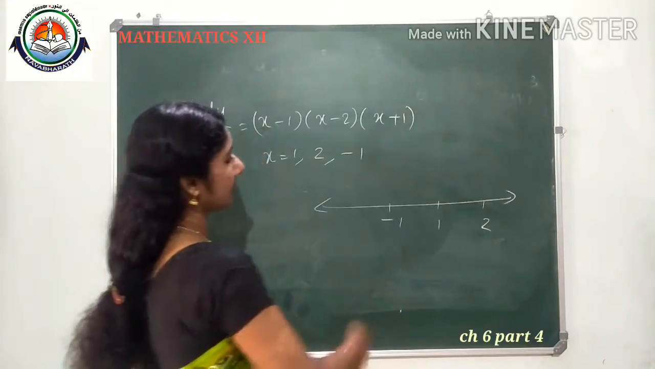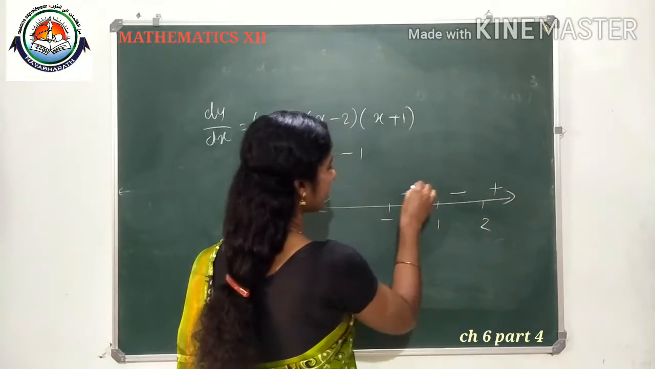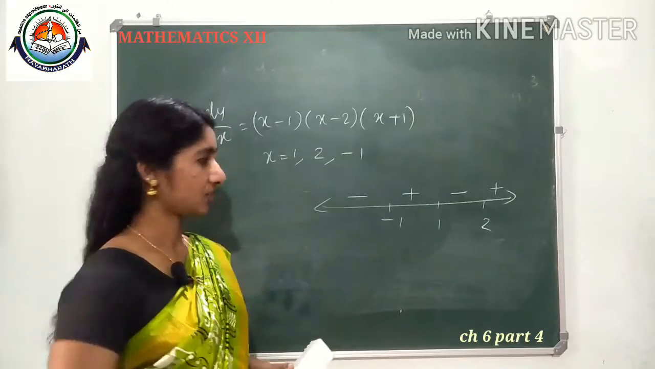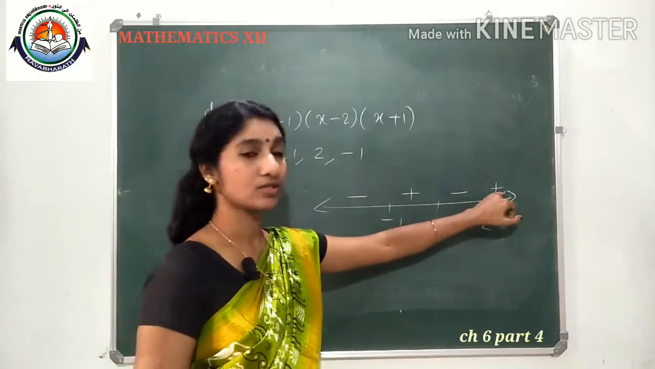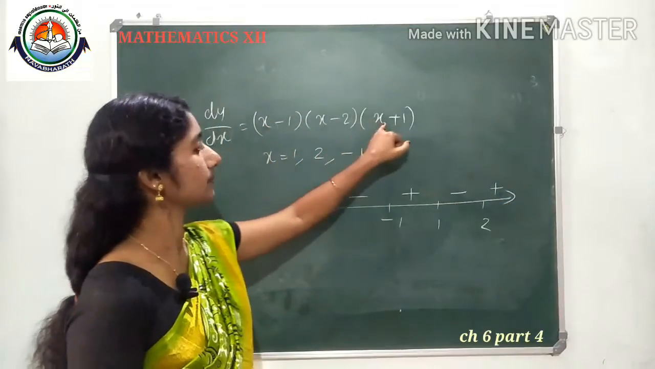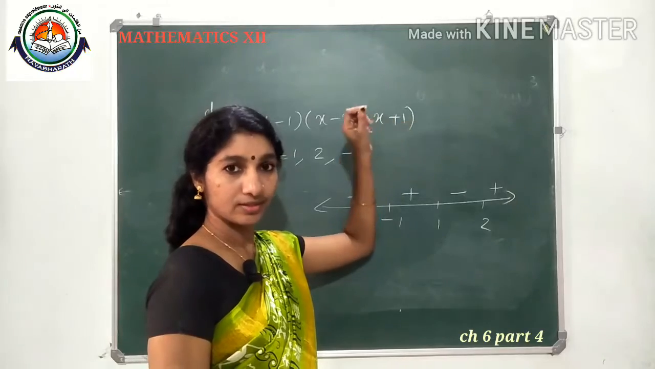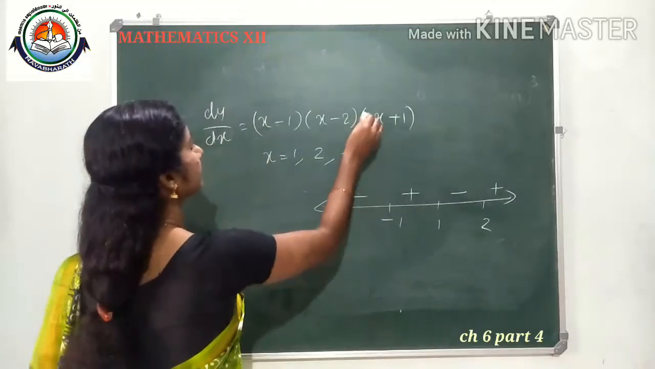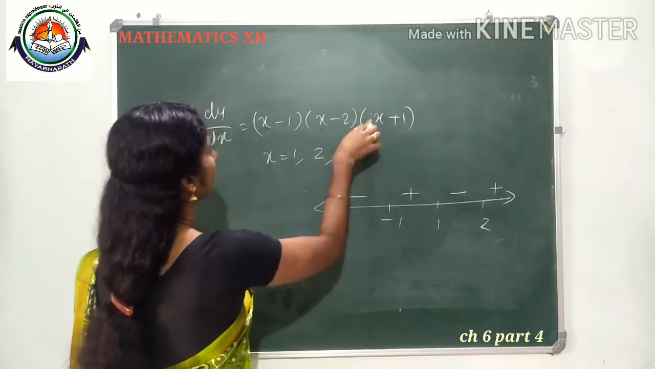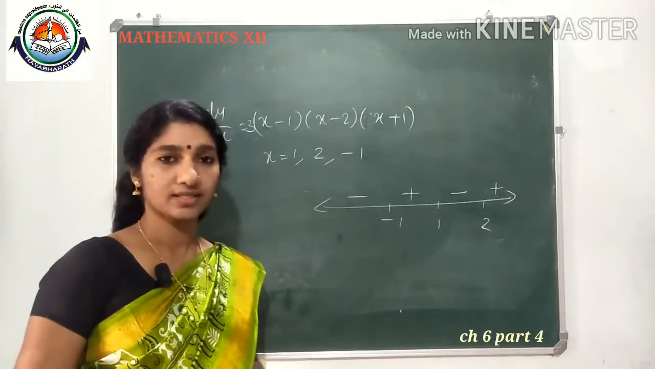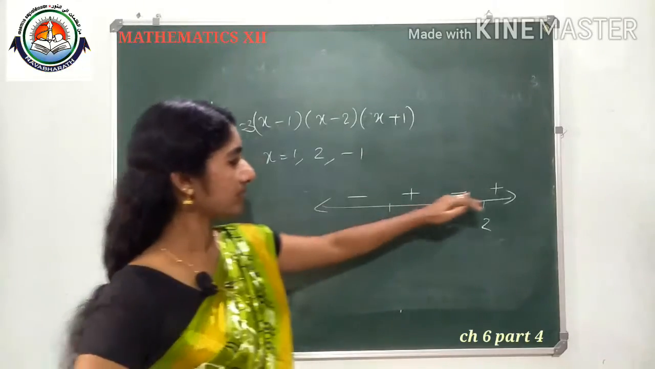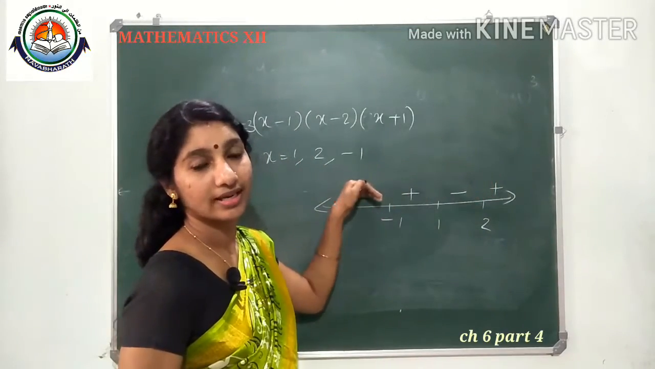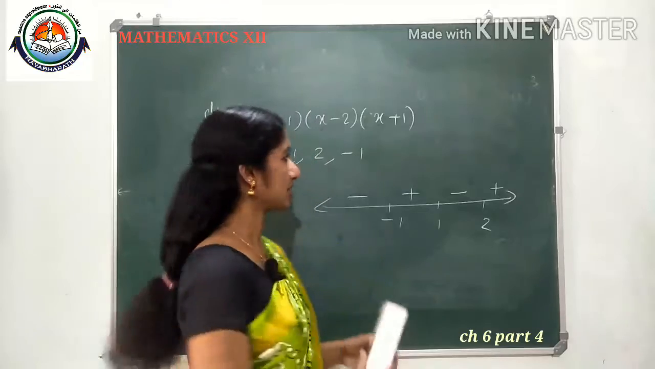Since it is a positive number, you start from the right side: positive, negative, positive, negative. Like this it will come alternately. The sign will change. Positive, negative, positive. Why I wrote positive here? Because the highest power is x cube, a 3 degree polynomial. Its coefficient is 1 here. Suppose 3 is there outside, meaning the coefficient is 3, then also it is positive. That's why we start from the last interval. It is positive, then negative, then positive, then negative. Like this alternately it will change.